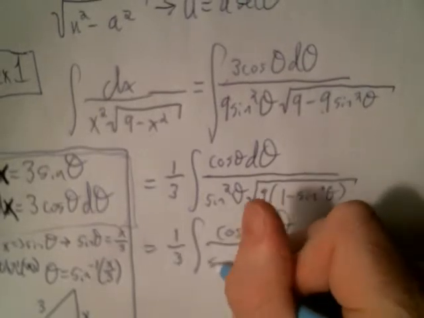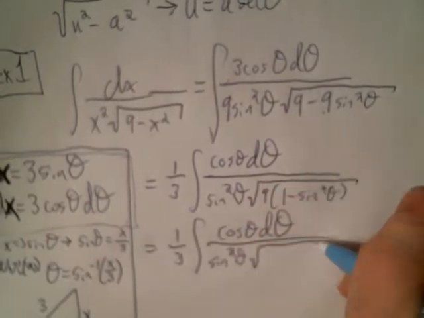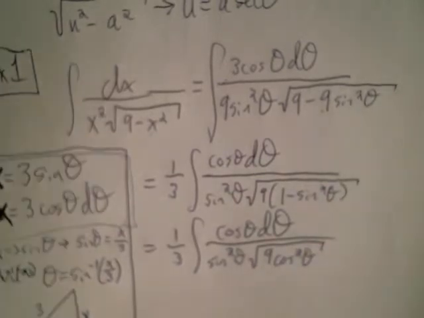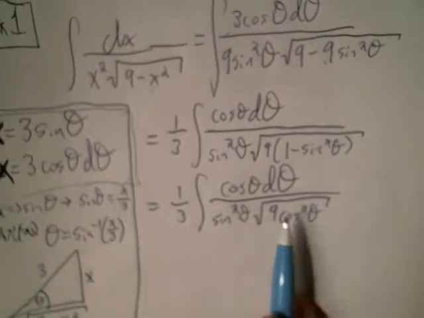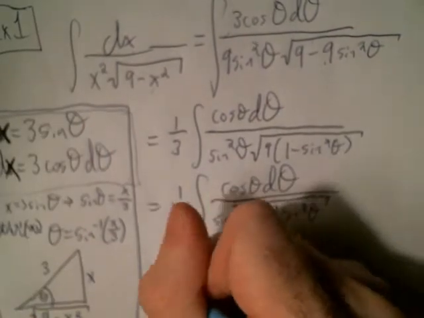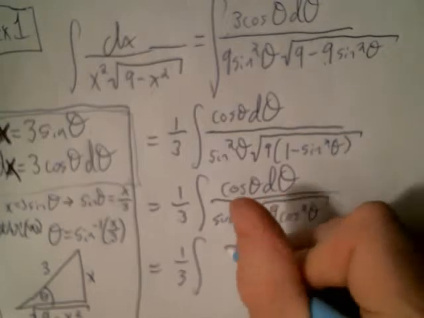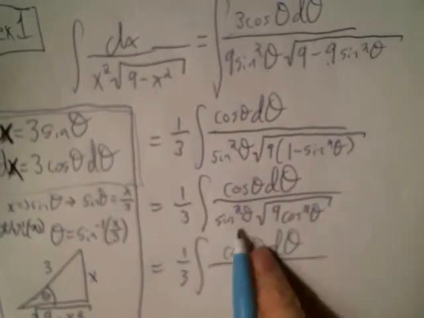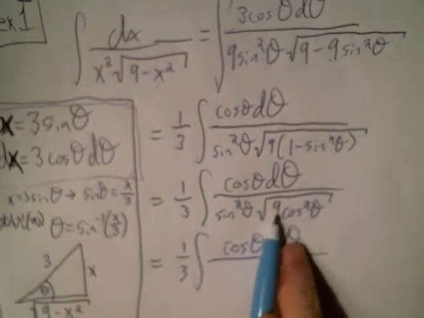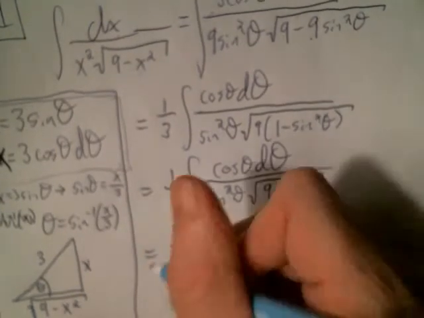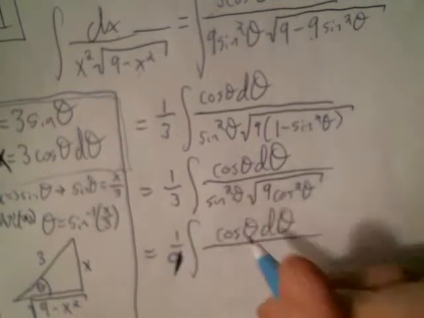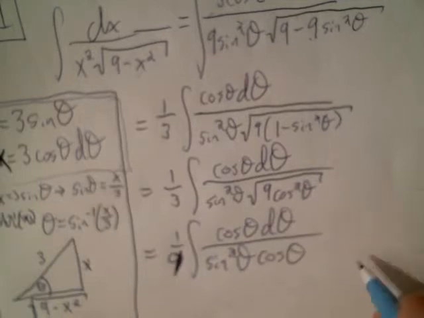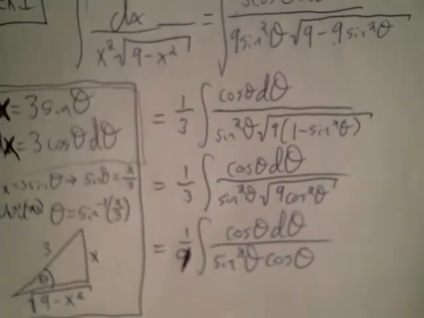So you could rewrite it as sine squared theta times the square root of 9 cosine squared theta, and that's the magic of this method, right? Because now I can get rid of the square root, which is what I want. I get 1/3 integral cosine theta d theta all over sine squared times 3 cosine theta. Let's factor that 3 out in front, so we end up with 1/9 now. And the denominator sine squared cosine theta. The square root of cosine squared we'll just write as cosine theta.